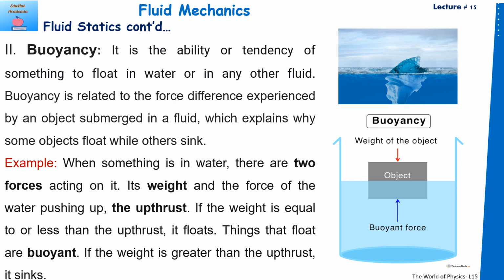Imagine an object immersed in water or in any other liquid. You can think of two forces acting on the object: its weight, which is downward, which is the pull of gravity, and the buoyant upthrust force, shown here in blue. These two forces are in opposite directions, vertically opposite, and we say that if the weight is equal to or less than the upthrust, it floats. Things that float are buoyant. However, if the weight is greater than the upthrust, the buoyant force, the object will sink.